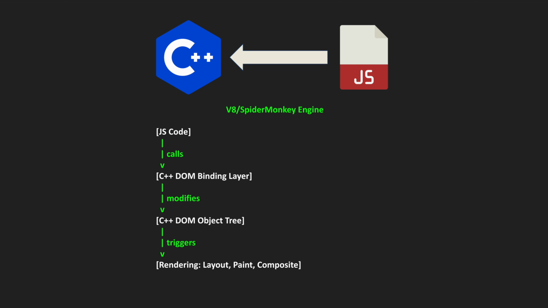For that, we are using engines. For example, we have the V8 engine or the SpiderMonkey engine. What will actually happen is that JS code will call the C++ DOM binding layer. The binding layer will modify the DOM object, the DOM tree structure that we have already built. So, for example, in our case, it will set the value for the title, for the node with the ID of title. It will change it from hello world to hello from JS. And then it will trigger the rendering: layout, paint, and composite.